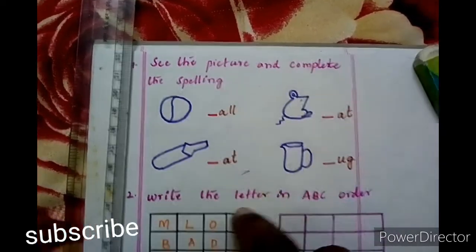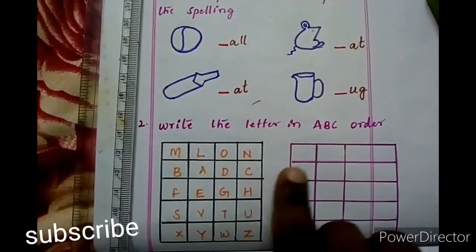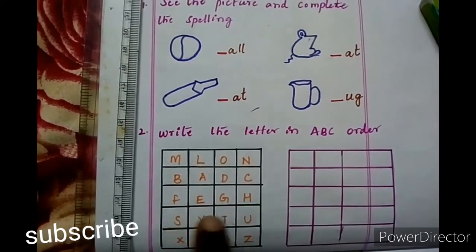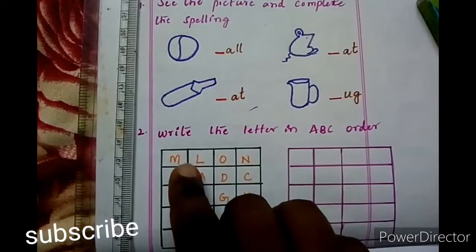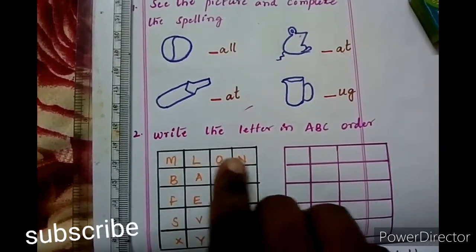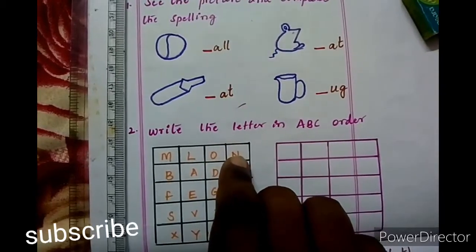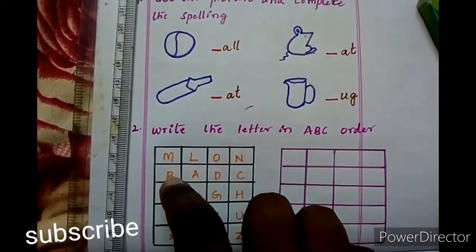Okay, and write the letters in ABC order. These are not in your order. You have to write in the order. M-L-O-N. What is the order? L-M-N-O. Okay.